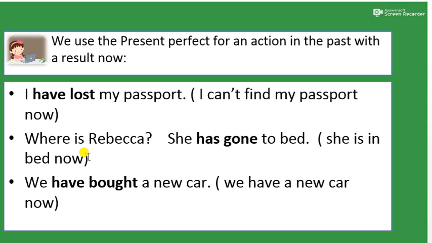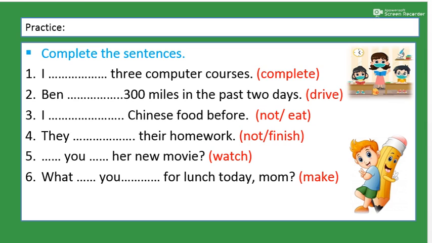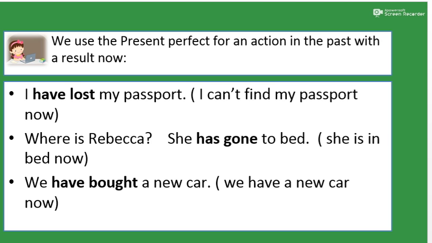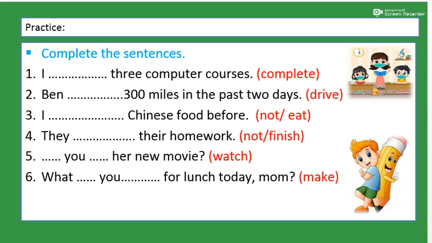Next one. We have bought a new car. Okay? We have a new car now. This one is result. Okay? Just now. Okay? Do practice. Complete the sentence.